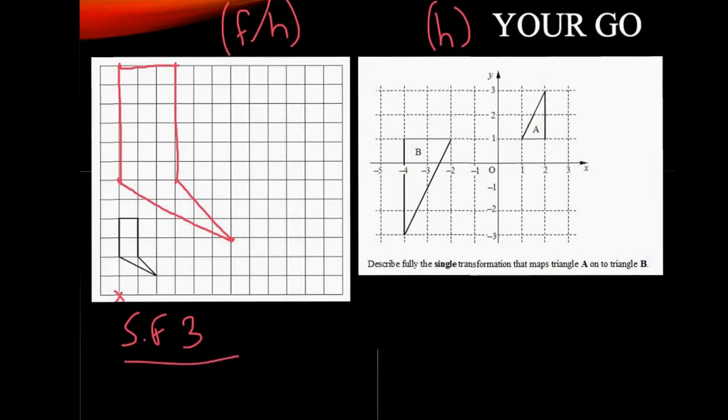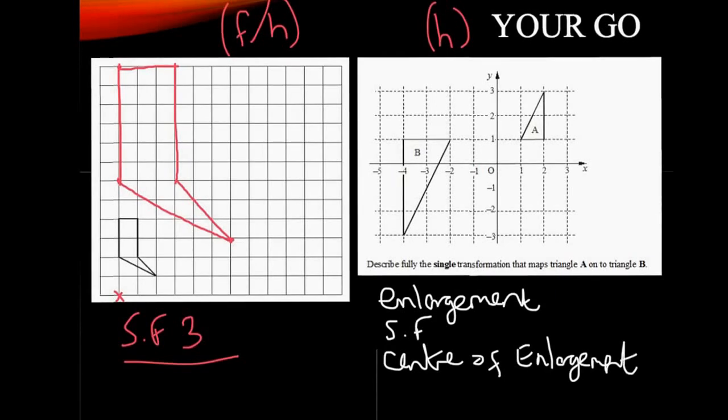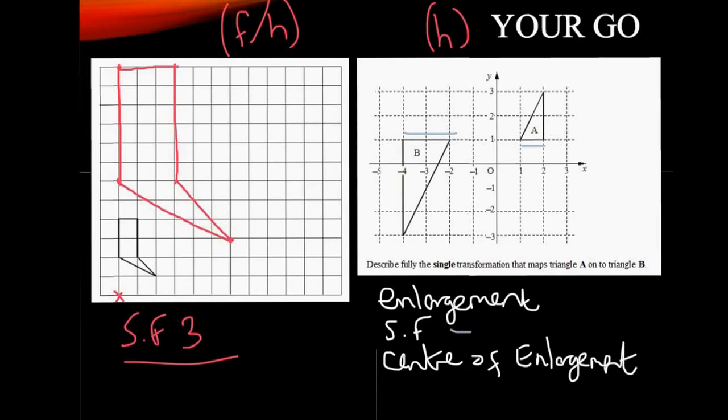This second question says describe fully the single transformation that maps A onto B. So you need to write down the following things. You need to have written enlargement. We need a scale factor and we need a centre of enlargement. Okay. Let's have a look then. So, enlargement, fine. Scale factor. Well, it was 1 along the base. It's now 2. And we can see it's flipped upside down as well. So, we're going to say that the scale factor is -2.